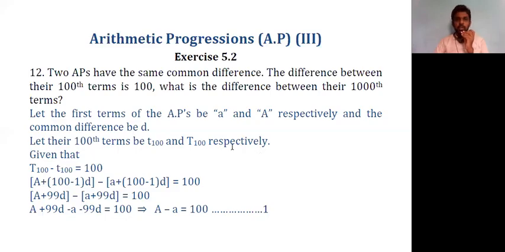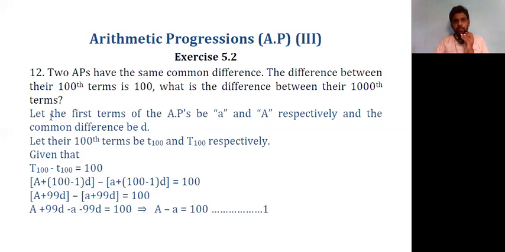Namaste students. Last week we completed till the 11th sum of exercise 5.2. Moving on to the 12th sum. Two APs have the same common difference. The difference between their 100th terms is 100. What is the difference between their 1000th terms?